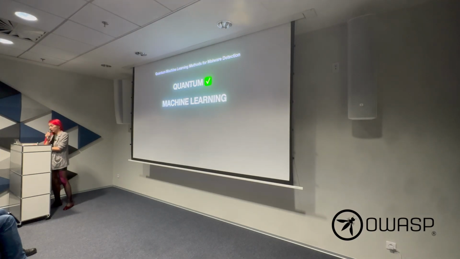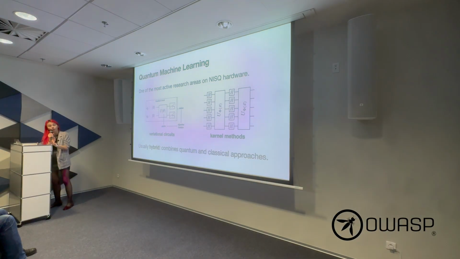The second one is machine learning, specifically quantum machine learning. Also, just some brief introduction. It's one of those research areas which is interesting on the quantum computing hardware we already have available. It can be divided into two main research paths. One of them is variational circuits, the second one is kernel methods. I focus on kernel methods.